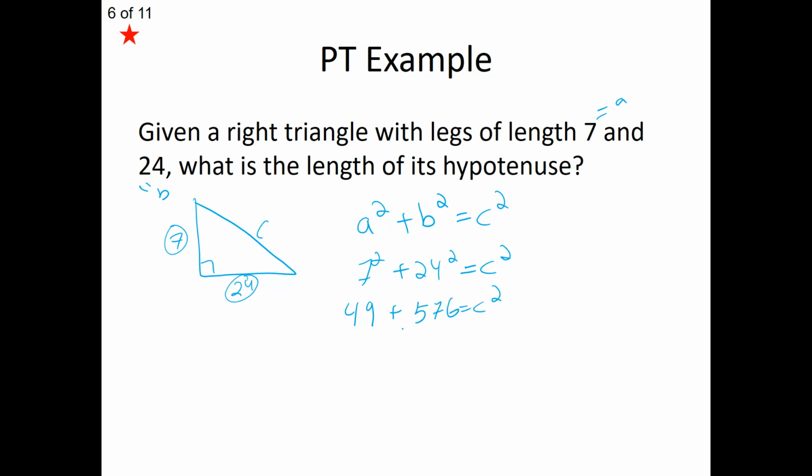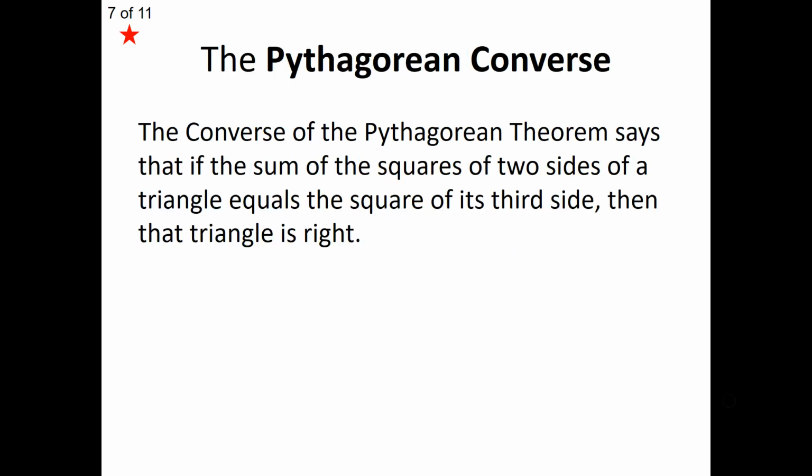Let's add 49 and 576 together. We get 625, and then we can take the square root of both sides. When I do that, I get a c value of 25, and there we have it, using the Pythagorean theorem to find a missing side. And so on the worksheet, you'll be actually using the Pythagorean theorem in the same sense of now not just proving it, but actually using it in application and finding missing side measures of a right triangle.